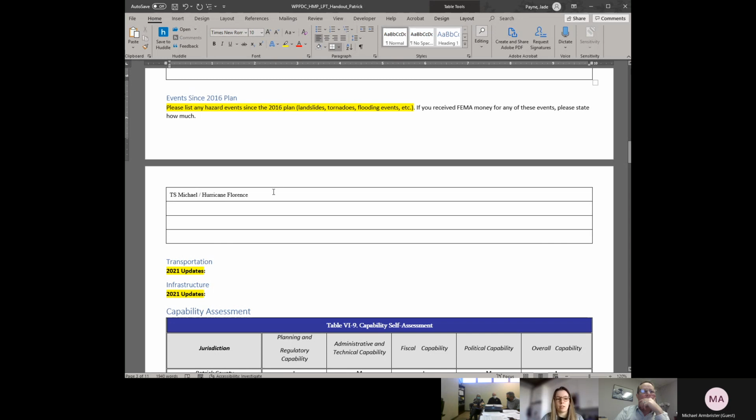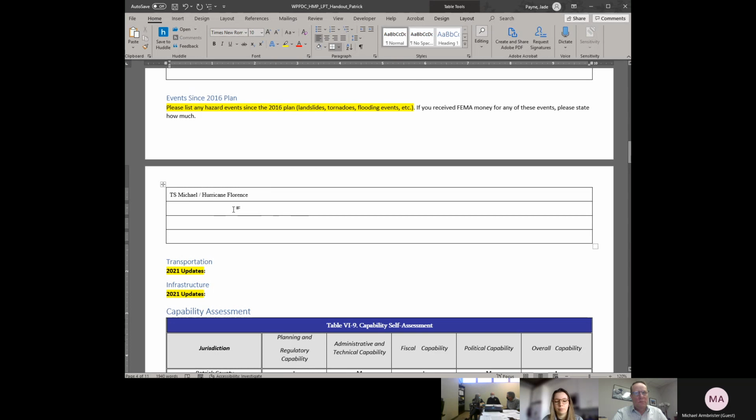So now we just want to get an idea of any hazard events that have come up since the 2016 plan. We already have Michael and Florence covered. Any smaller local events, any winter storms or local flooding events that have caused some issues, and then also if you've received any money for those from FEMA.